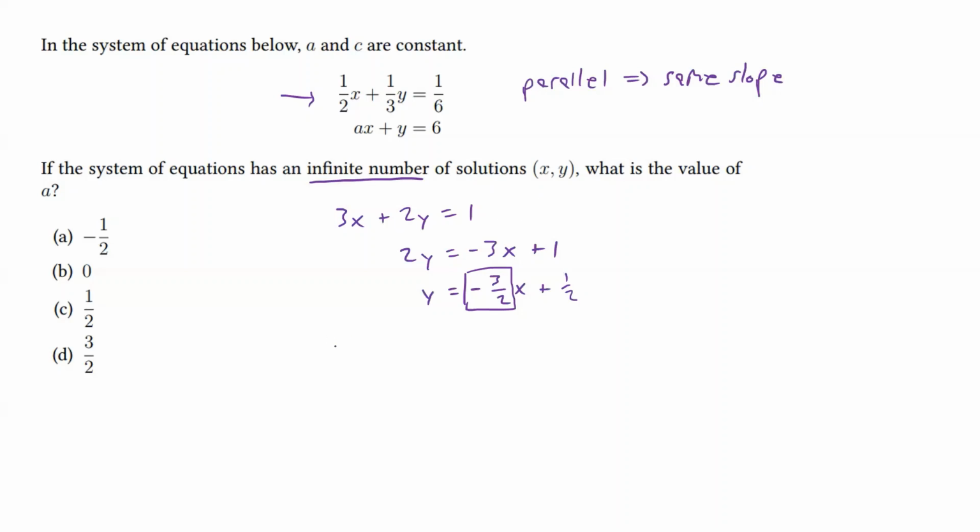For the second equation, we have ax plus y equals 6, and rearranging for slope-intercept form yields y equals minus ax plus 6. We see the slope of the second line is minus a. Since these lines must be parallel, and therefore have the same slope, minus a has to be minus 3 halves, and so a is 3 halves.